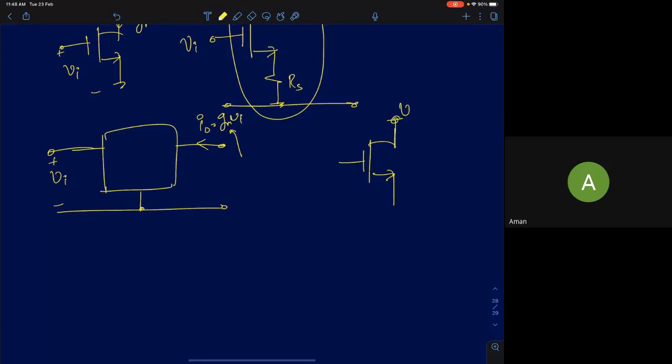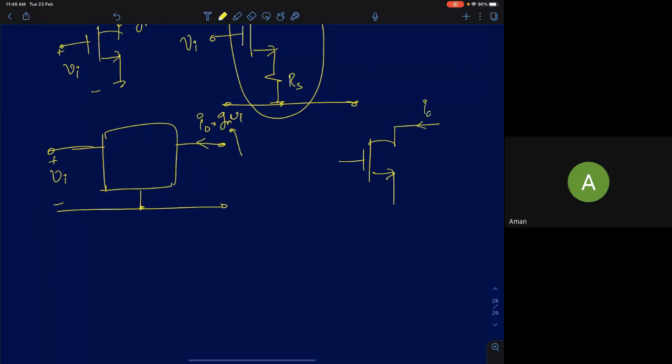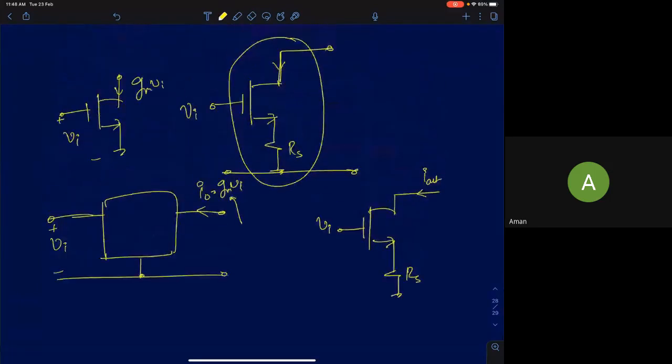So this is the output node. I'm interested in finding the output current in terms of the input voltage Vi. That's the goal, so we'll analyze this. The first can be seen as an open loop system, and this can be seen as a system with feedback.